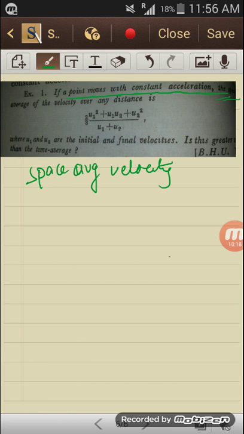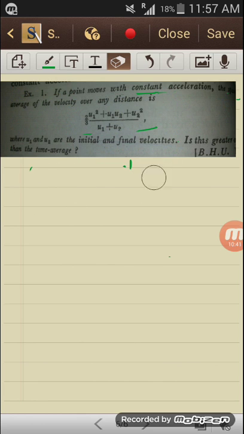One distance is this, where u and v are the initial and final velocities. It is greater than the time average. So here we have to prove that the space average, the distance average, is greater than the time average. This question was originally asked in BHU in 1949. UPSC can ask such a question because it is one of the fundamental questions, and it has even been asked in other examinations.